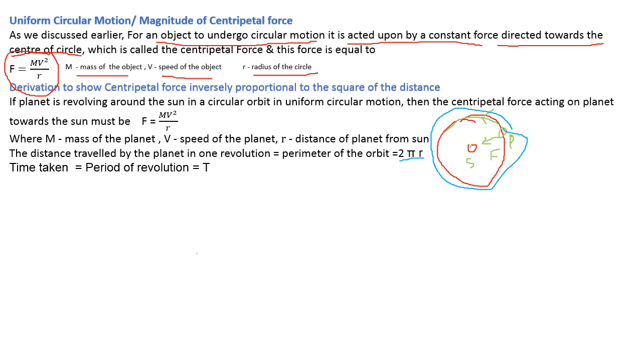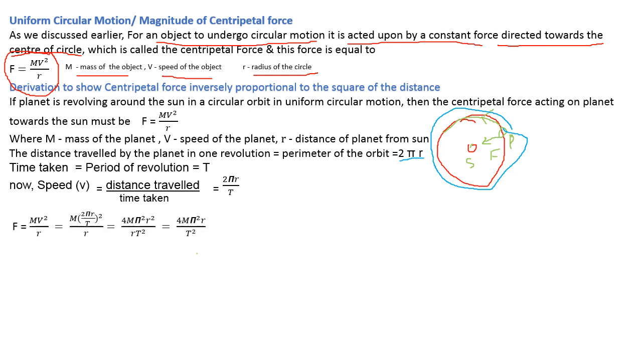Next part, we have time taken equals period of revolution. Now we know what the period of revolution is. The time taken by a planet to complete one round around the sun is what we call the period of revolution, which we consider as capital T. Now, as you know, the formula for speed is distance traveled upon time taken. What is the distance traveled? When the planet completes one round around the sun, the distance traveled is 2 pi r, and the time taken to complete that round is the period of revolution, capital T. I hope you are clear.